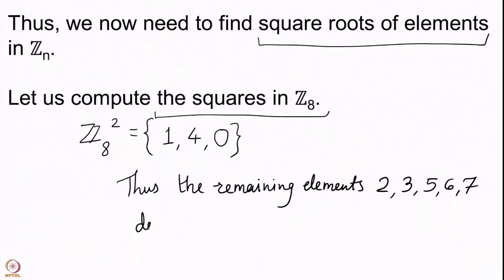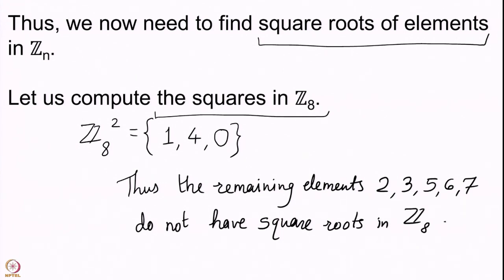2, 3, 5, 6, 7 do not have square roots in Z8. So, actually our elements 3, 5 and 7, these are units. Even for units, we do not have square roots. For the elements which are non-units, 2 and 6, we can understand them not having square roots in some way, but we would like to at least understand which of the units have square roots. So this is something that we would now like to do.